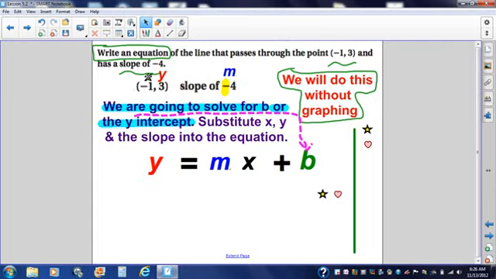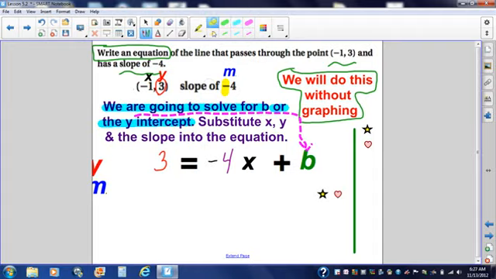So here we go. I know that y is 3 right here. So I'm going to take out my y, and I'm going to put in 3. I know that m is my slope, which is -4. I'm going to take out m. I'm going to put in a -4. Visual people, I'm just going to highlight the negative.